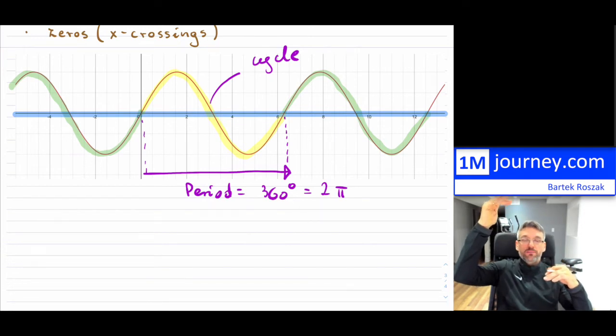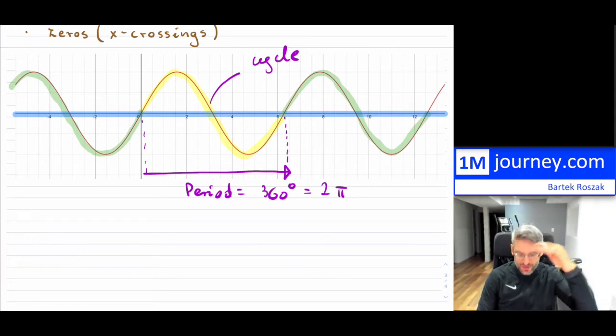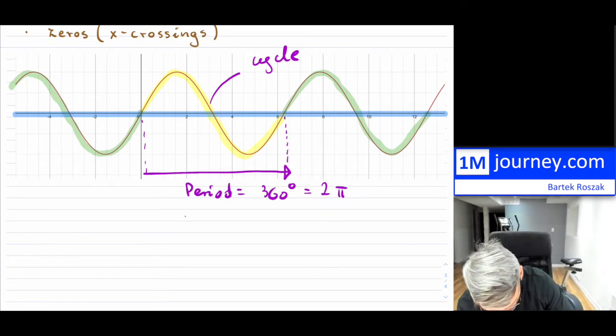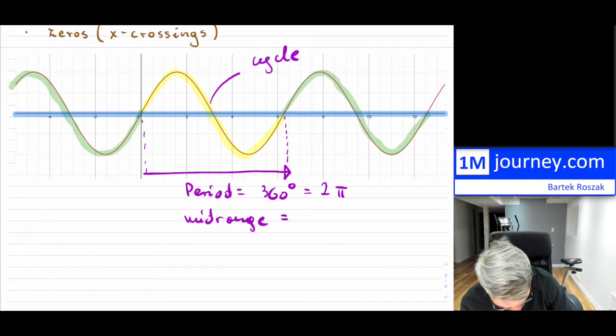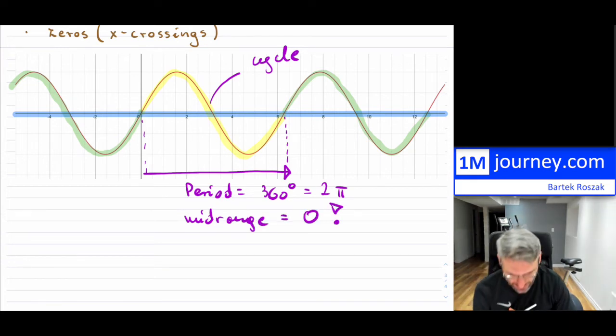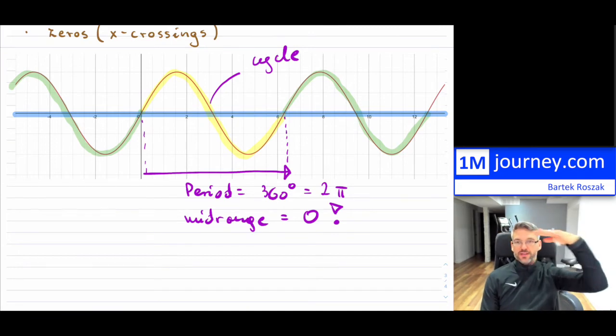So it's 1 plus -1, which is 0, divided by 2, okay, which is that. So my mid-range is basically 0 here, all right? Okay, so that's what that 0 is.